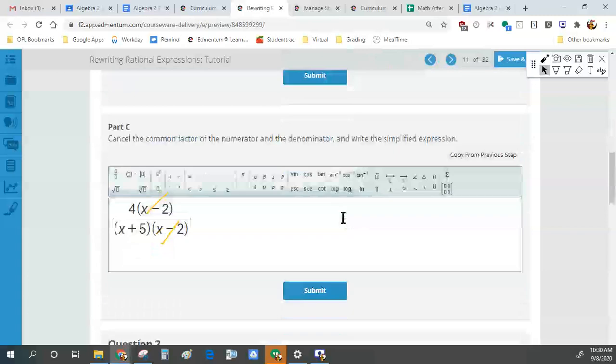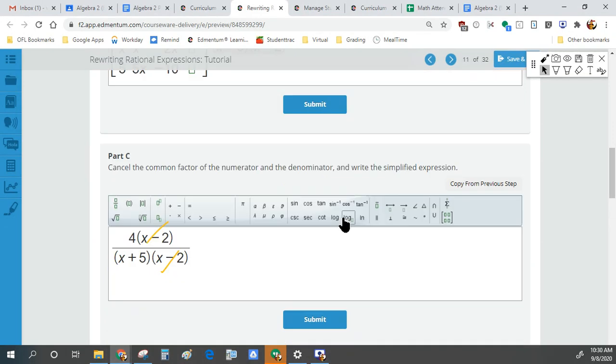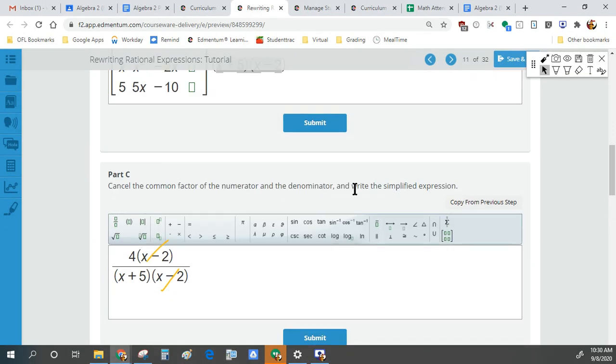Is this making sense so far, guys? Yes, no, maybe? Write the simplified form. So my simplified form would be, make my little fraction here, 4 over x plus 5.